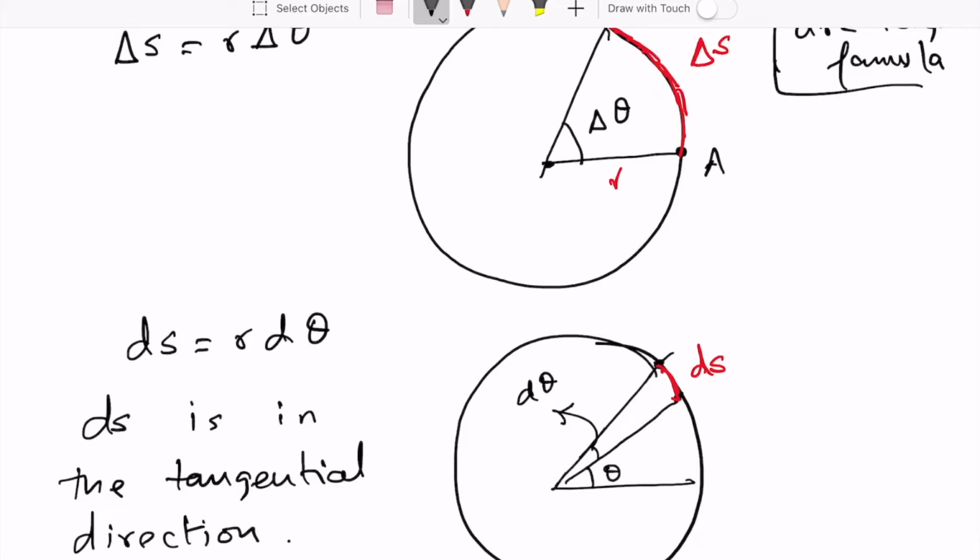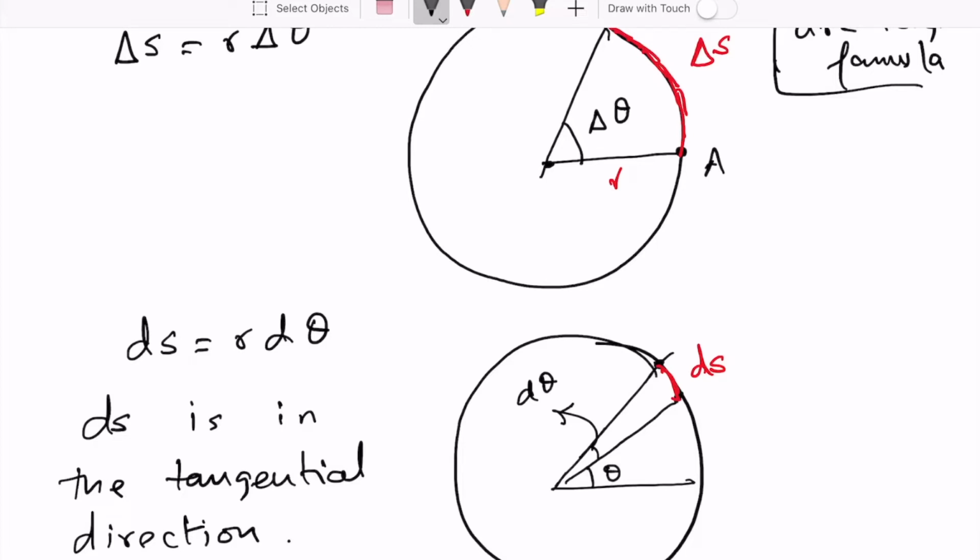Okay. All right, but the same could not be said for a finite displacement of a finite angle delta theta. In that case, the arc length would actually be curved, and so it would not have any particular direction. This is only when the angle subtended by the arc, d theta, is extremely small. Then you can think of it as being in the tangential direction.